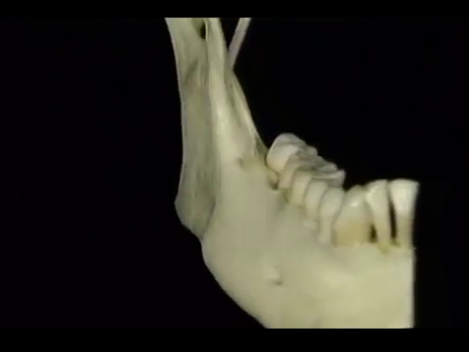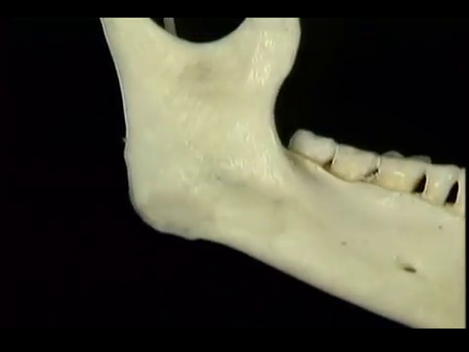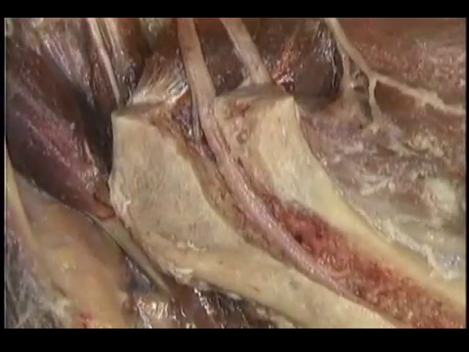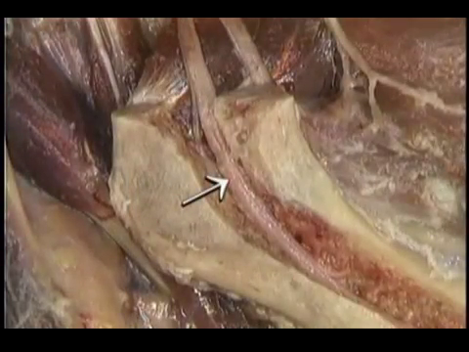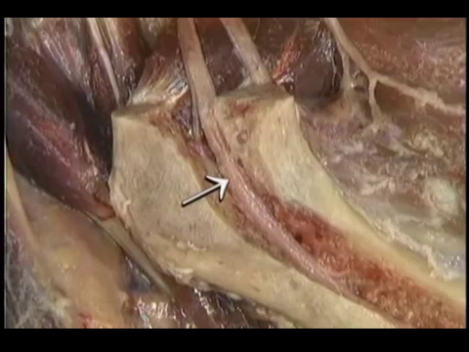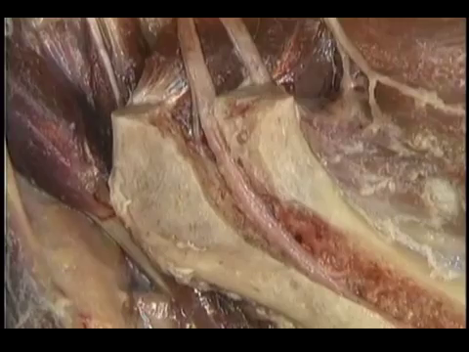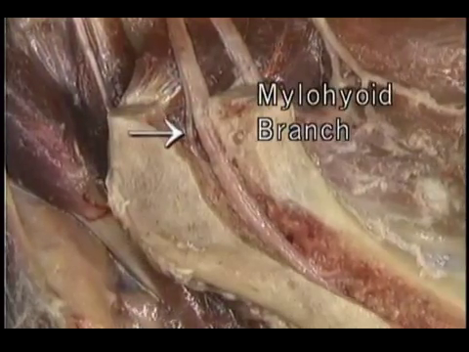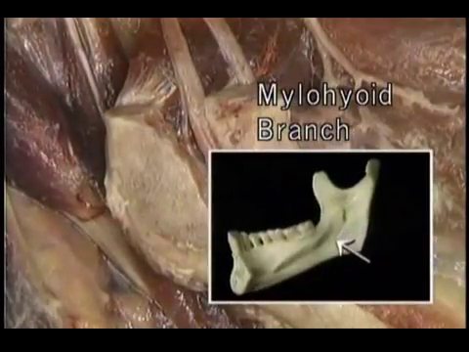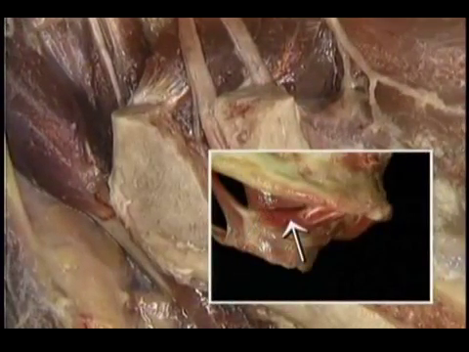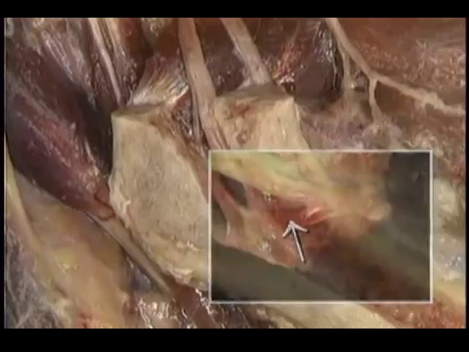To follow the course of the inferior alveolar nerve in the mandible, we'll remove the overlying bone. Here's the inferior alveolar nerve entering its tunnel in the bone, the mandibular canal. Just before it does so, it gives off this mylohyoid branch, which runs downwards in this groove to supply the mylohyoid muscle and the anterior belly of the digastric.